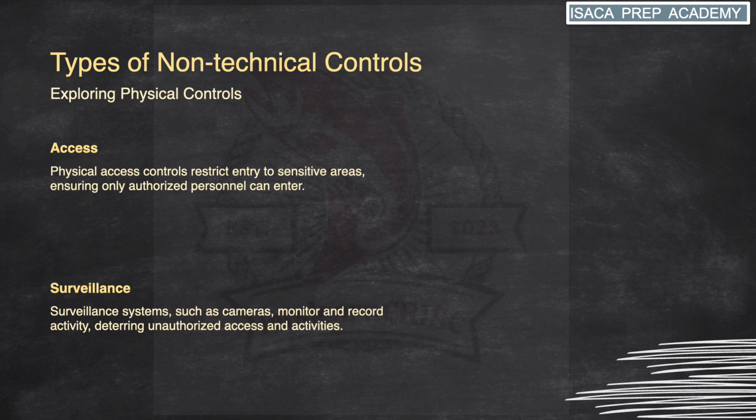Friends, by continuously monitoring designated areas, surveillance systems can alert the security personnel to suspicious activities in real time, enabling prompt intervention and response to potential security threats. Additionally, recorded footage from surveillance cameras can serve as valuable evidence during investigations into security incidents or breaches. Overall, friends, surveillance systems contribute to the overall security posture of an organization by providing a visual deterrent, enabling proactive monitoring and facilitating incident response efforts.